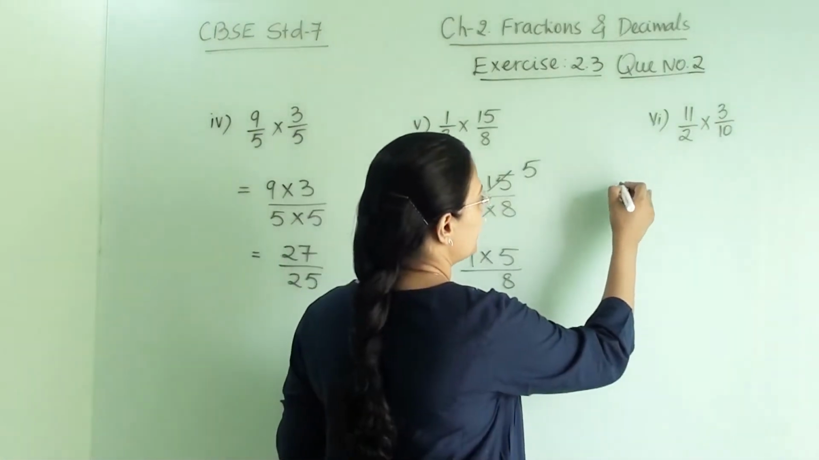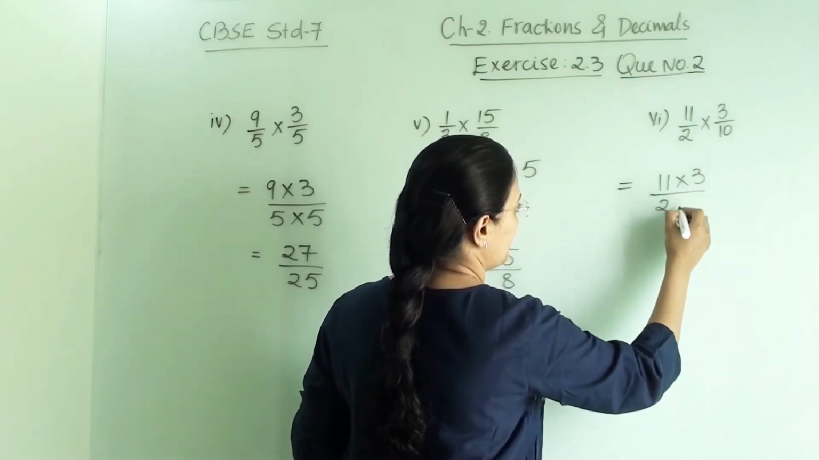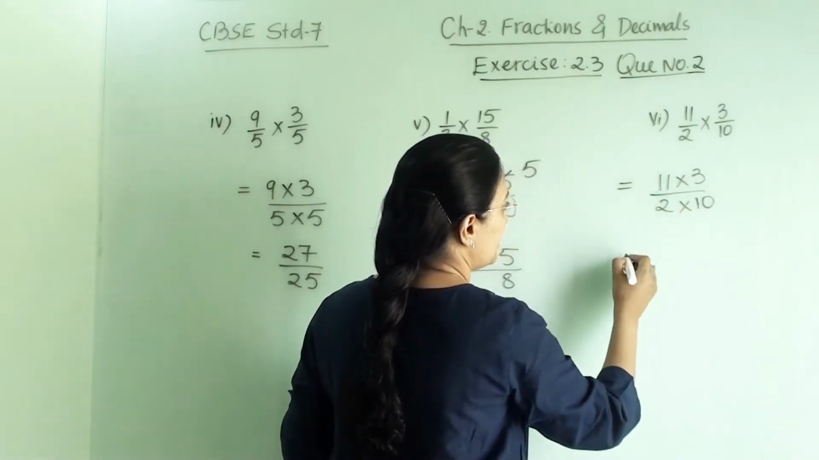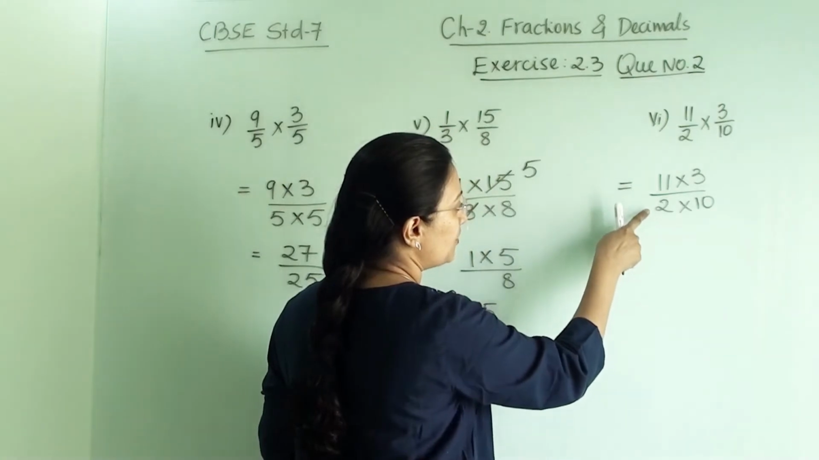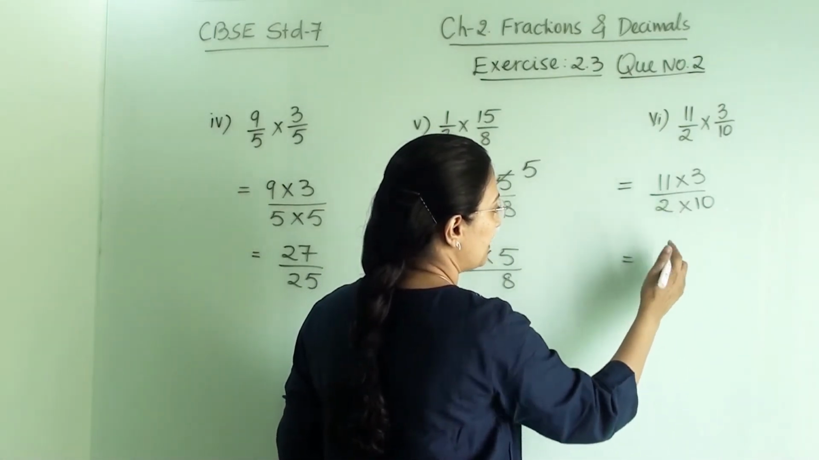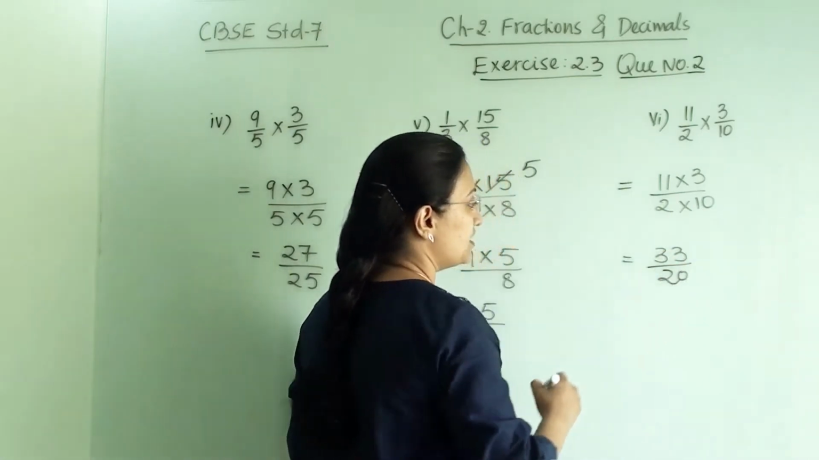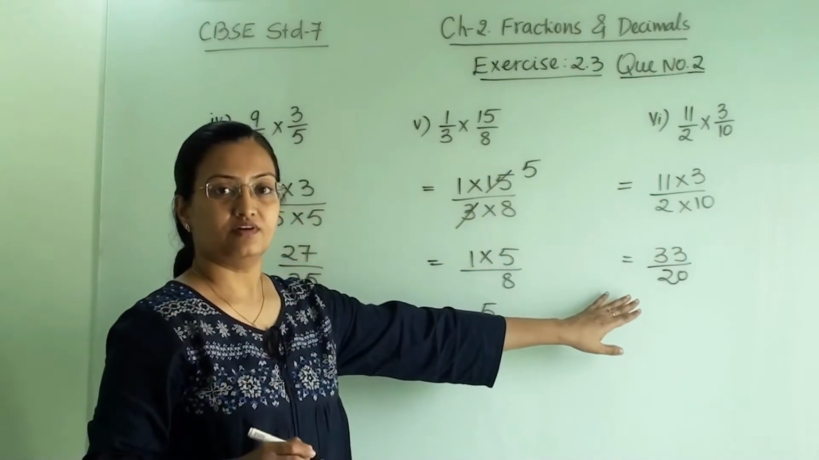The next numerical: let us club numerator and denominator. 2 into 10. Can we reduce anything above and below? No, we cannot reduce anything, we cannot divide anything. So it is going to be 33 divided by 20. So that is going to be our answer.